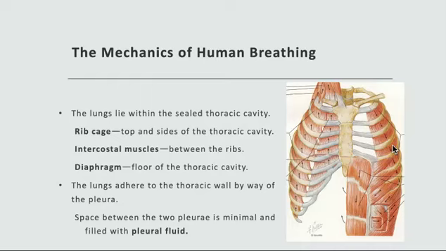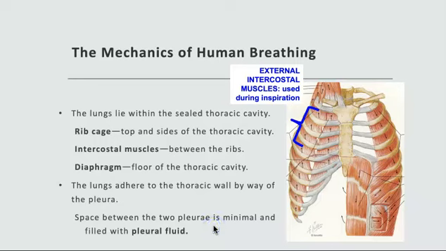And our lungs are going to adhere to our thoracic wall through the pleura. We've talked about pleura before, and if you remember, we have 2 layers, a parietal and visceral, and in between there is a space created, and that space is called our pleural space or pleural cavity, which is filled with pleural fluid. We're going to talk more about that in a little bit.